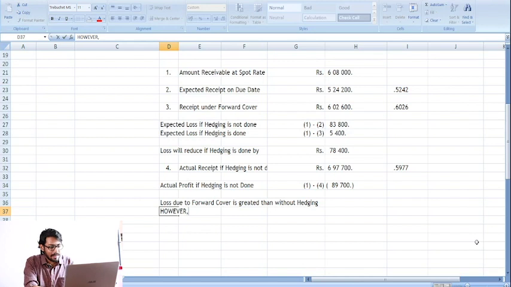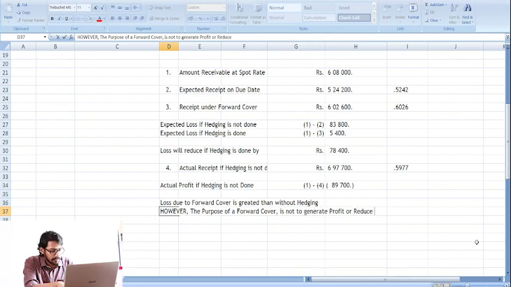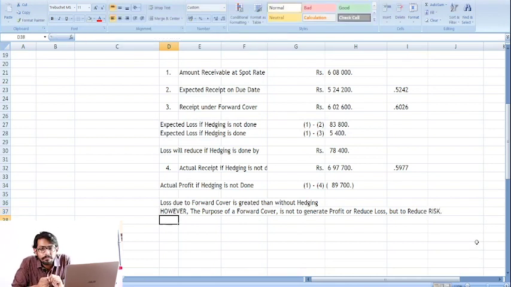In exam you don't have to write in caps. However, very important, understand, the purpose of a forward cover is not to generate profits or reduce loss, but to reduce risk. Why are we taking forward cover? The purpose of taking forward cover is not to make a profit. The purpose of taking forward cover is to reduce the risk.